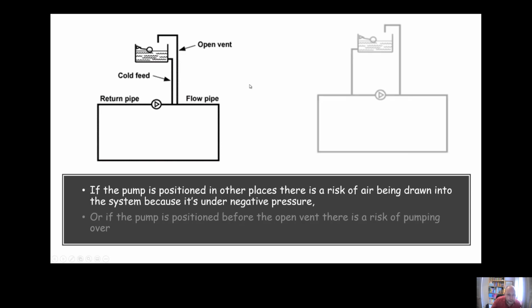In this circumstance, you can see, well, actually, most of the circuit's going to be under positive pressure because it's fitted just after the cold feed. So it's going to be one little bit of negative pressure here between the pump and the cold feed. The rest is going to be under positive pressure. But the big issue with this is you've fitted the open vent just after the pump, which means that in all likelihood the water is going to be pushed up through the open vent, and it will pump over into the feed and expansion system.